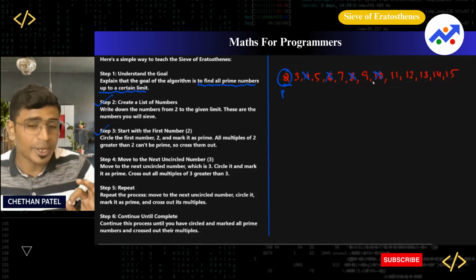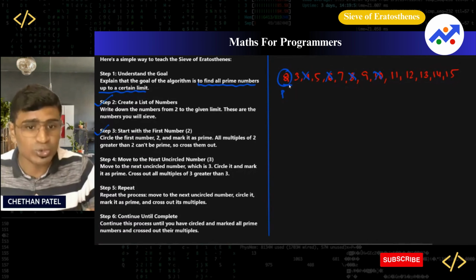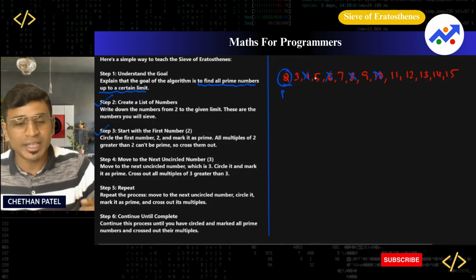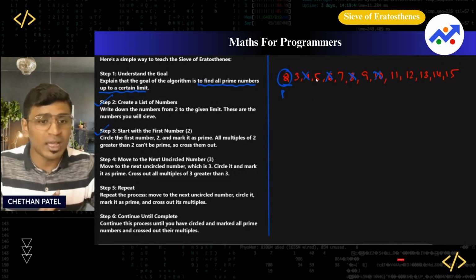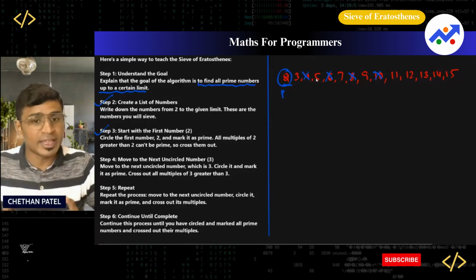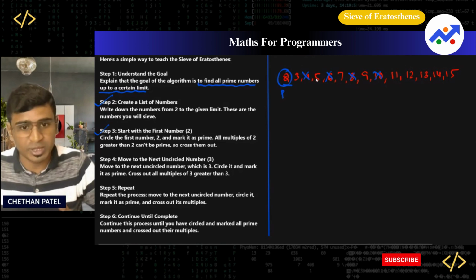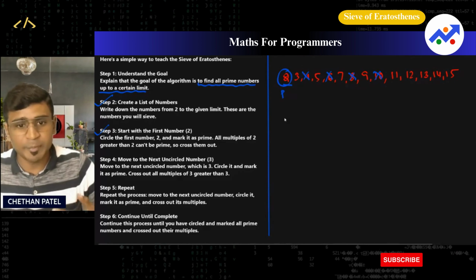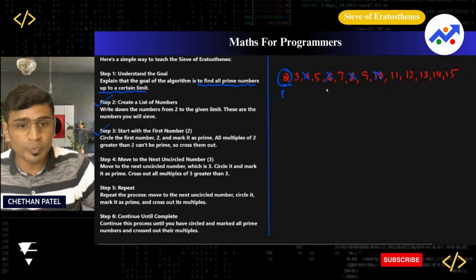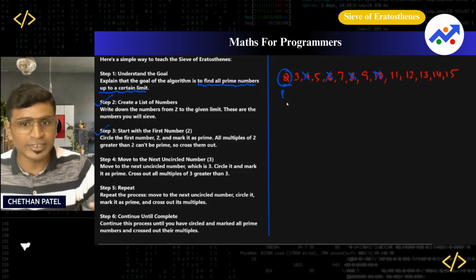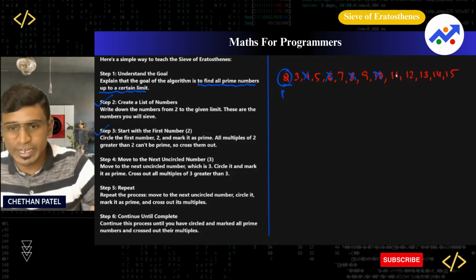Why are we crossing them out? Please try to understand: 4 has a factor 2, 6 has a factor 2, so that's why we need to cross them out. Prime numbers are the numbers which have factors only 1 and itself. If a number has any other factors, we cannot call it prime; we call it a composite number. These multiples of 2 have 2 as a factor, so they disobey the rule of prime numbers. That's why we need to cross out all these numbers.